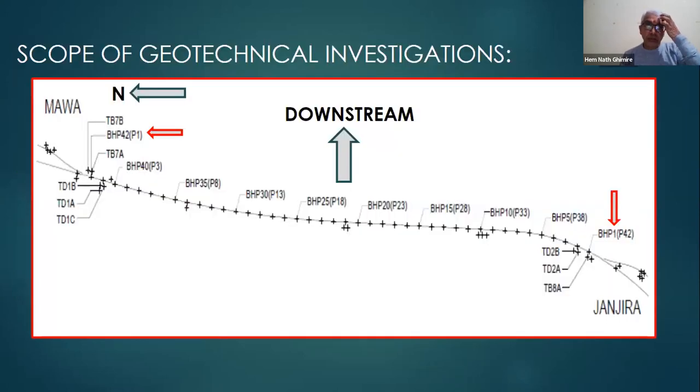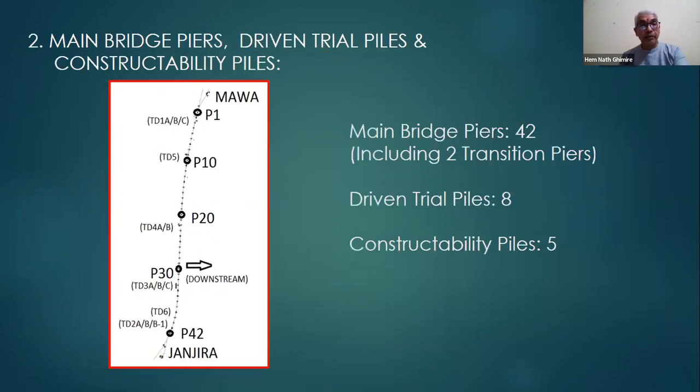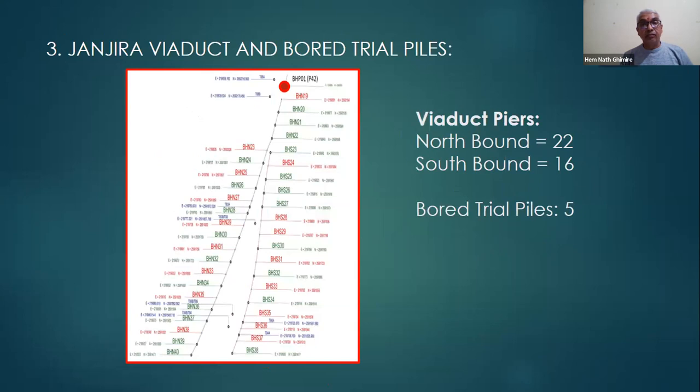So this one I have shown you, the downstream operation of all these things. Let me go to the geotechnical investigation aspect. Our scope was to do the geotechnical investigation at each of the piers in the main river and the viaduct piers. And these are the viaduct piers, Mawa side, northbound, southbound, 2 bounds, and then the main bridge comes to the viaduct area of the Janjira. All these things, and then trial piles, constructability piles, every location we had to do the geotechnical investigation to know the detailed ground condition.